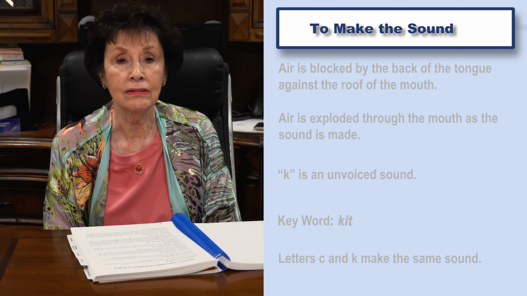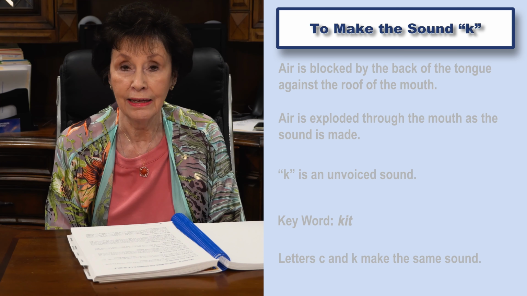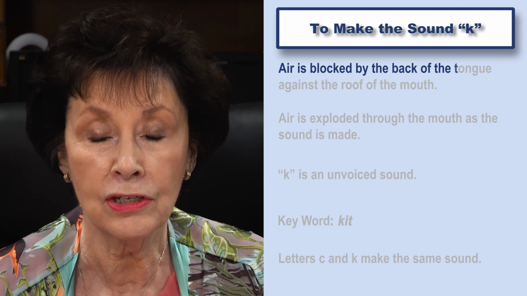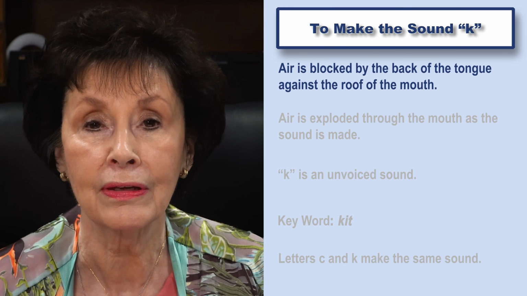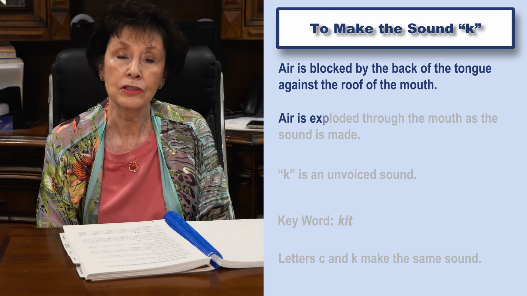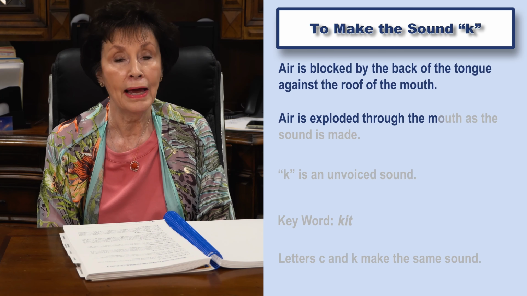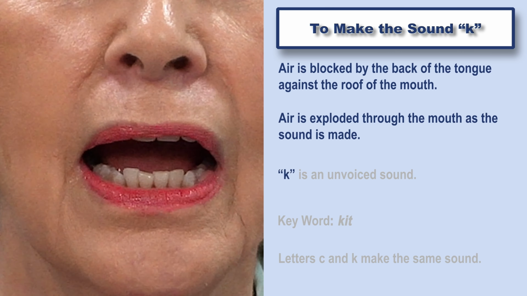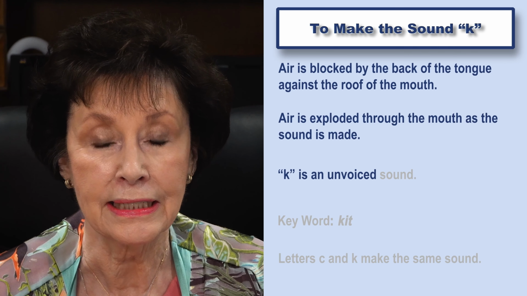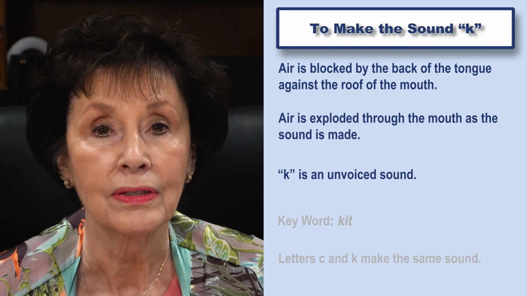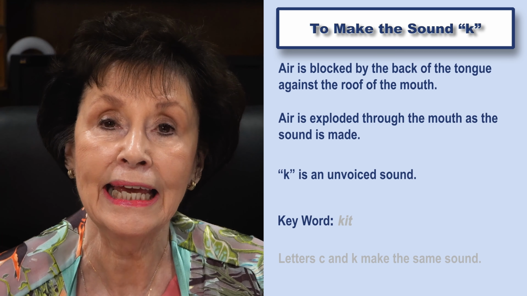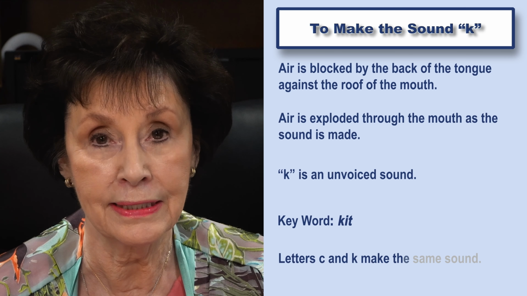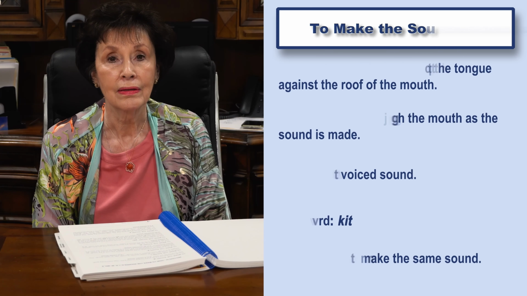To make the sound of the letter K, air is blocked by the back of the tongue against the roof of the mouth. Air is exploded through the mouth as the sound is made. K is an unvoiced sound. The key word is kit. C and K make the same sound.